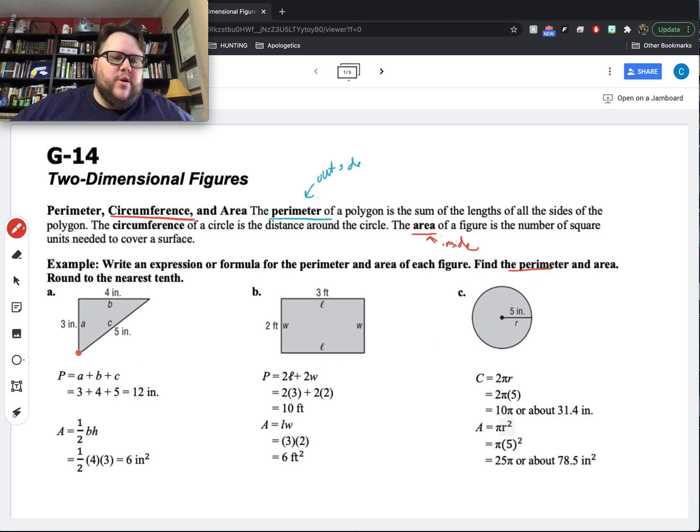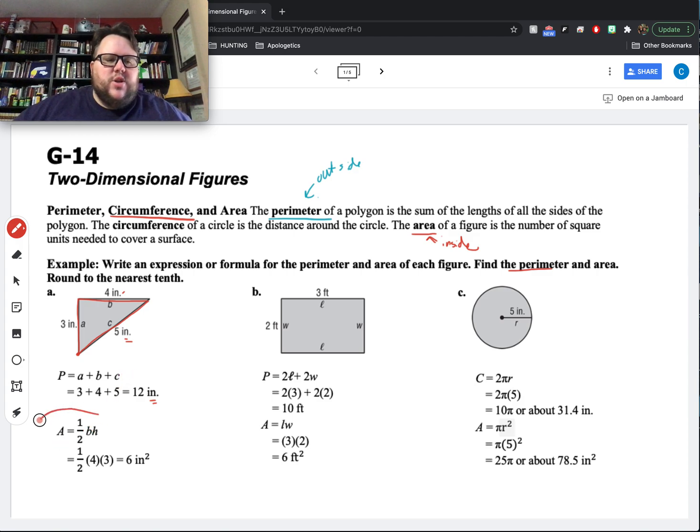So perimeter. I'm going to start right here, and perimeter means I'm walking around the outside. So that would be 3 plus 4 plus 5, and then I'm back to where I was. So 3 plus 4 plus 5 equals 12 inches. And it's very important that you use your units. They're giving us units here, so inches, inches, inches. We use our units.